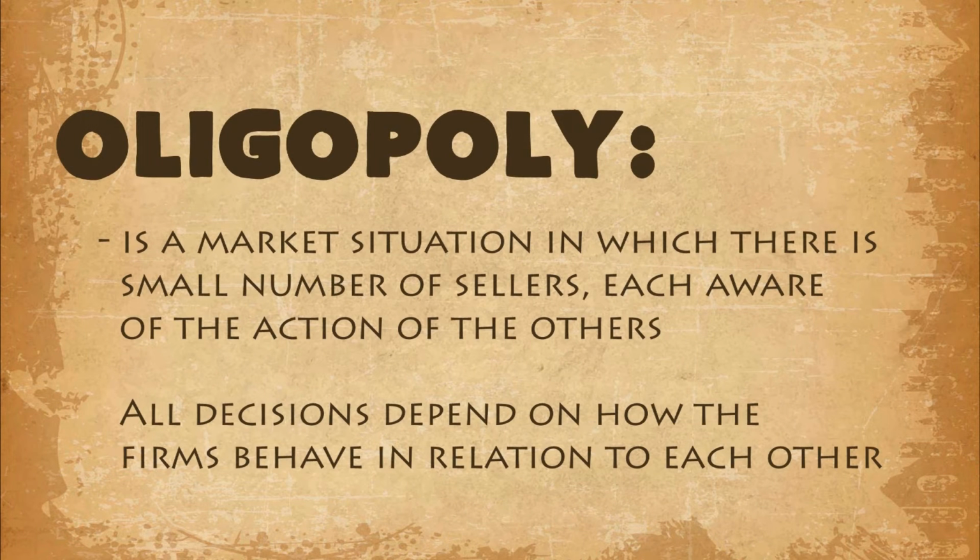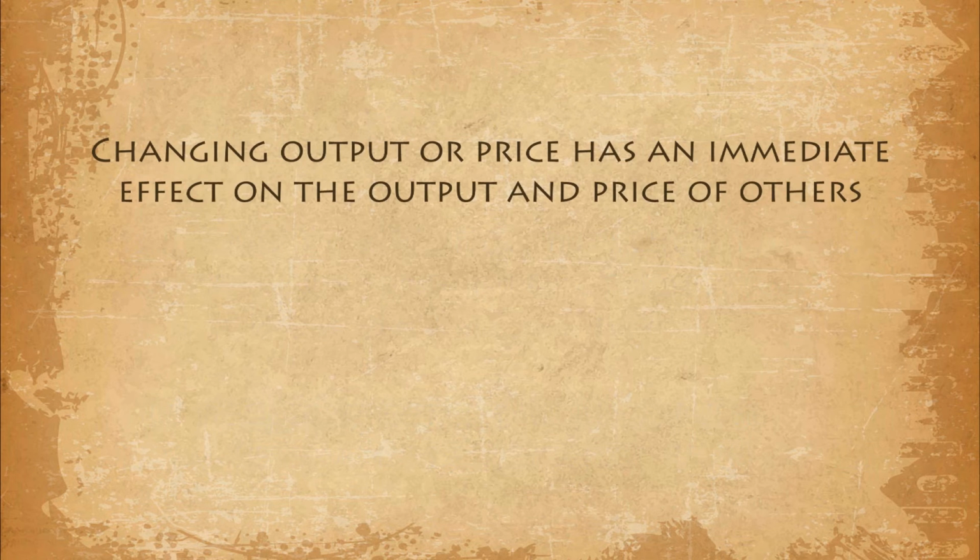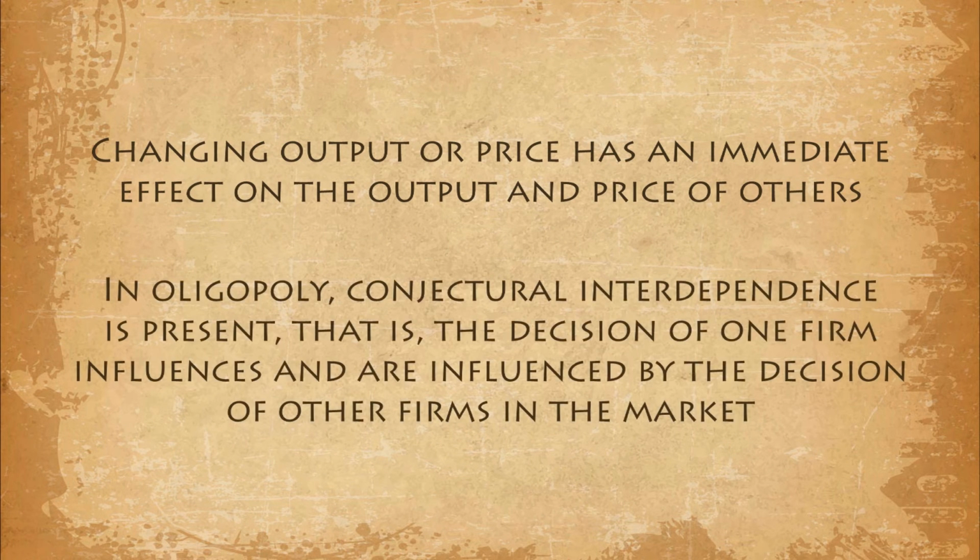Oligopoly is a market situation in which there is a small number of sellers, each aware of the actions of the others. All decisions depend on how the firms behave in relation to each other. Changing output or price has an immediate effect on the output and price of others. In oligopoly, conjectural interdependence is present. That is, the decision of one firm influences and is influenced by the decisions of other firms in the market.